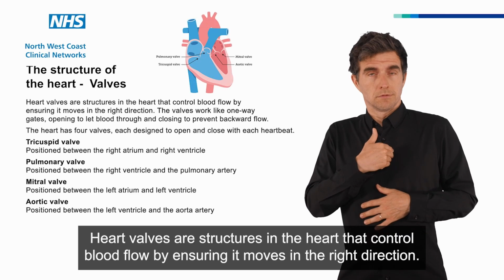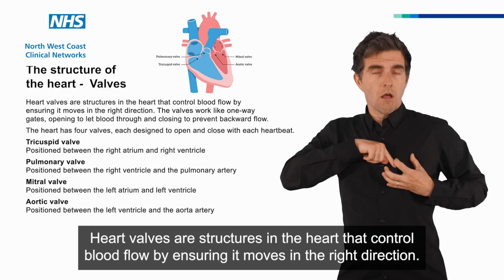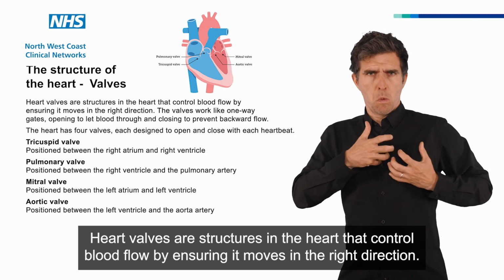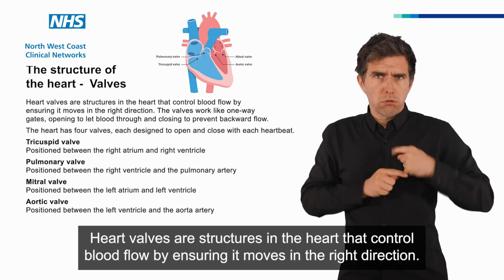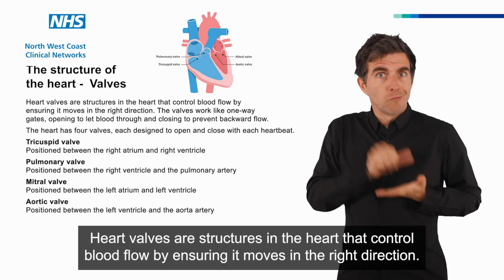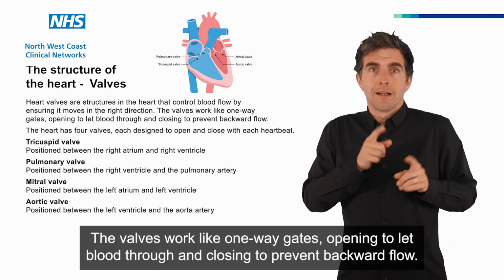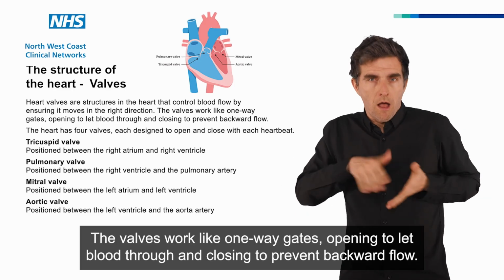Heart valves are structures in the heart that control blood flow by ensuring it moves in the right direction. The valves work like one-way gates, opening to let blood through and closing to prevent backward flow. The heart has 4 valves, each designed to open and close with every heartbeat.